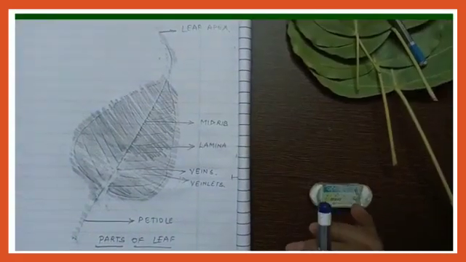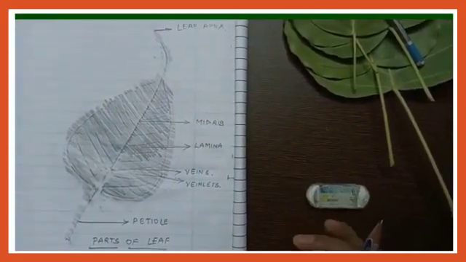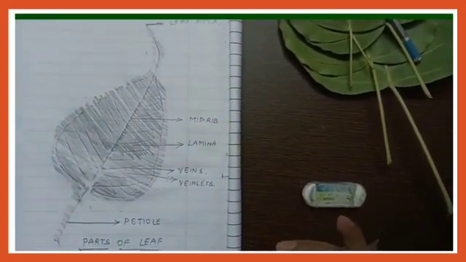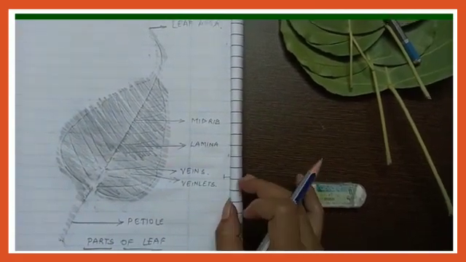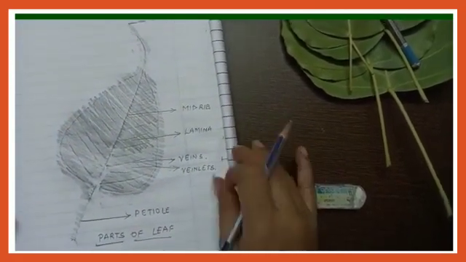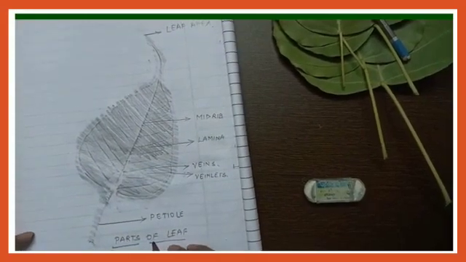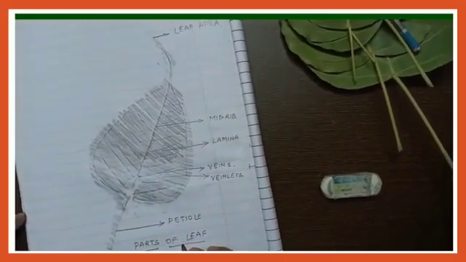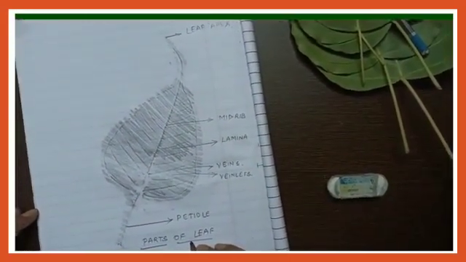Dear children of class 6th CBSE, myself Rashmi, your science teacher, and today I will show you all how to do the activity of parts of leaf based on your chapter number 7, getting to know plants.